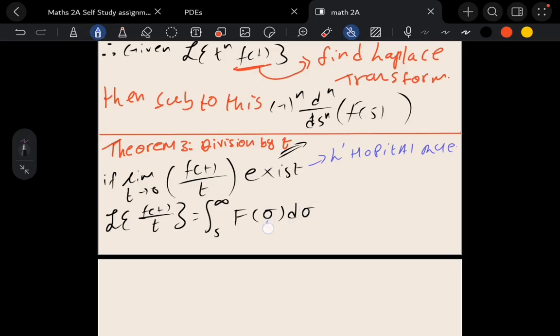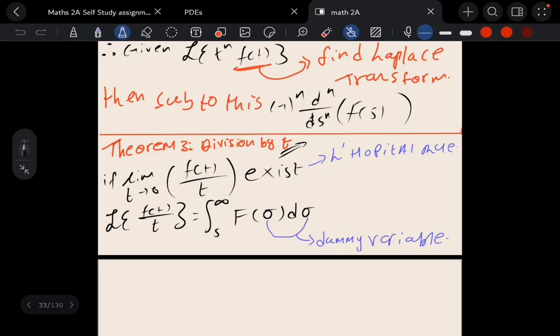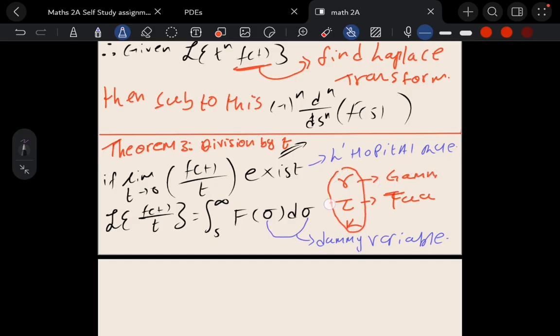What you need to know about this sigma here is that it is called the dummy variable. In other examples, I'll replace sigma. I'll try to use some tau, I'll try to use k as different variables, some gamma if I want to. So all of these will be used as dummy variables.